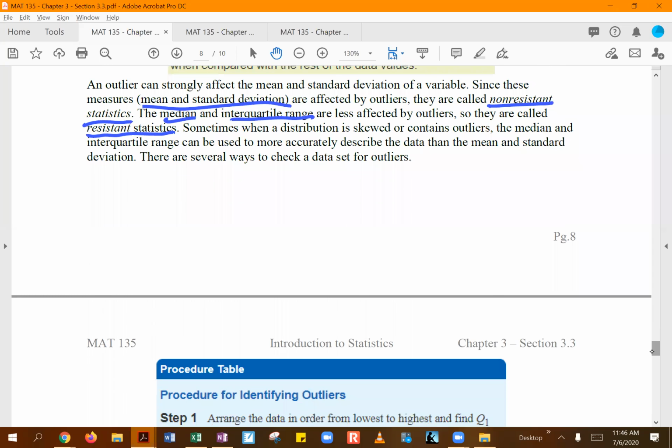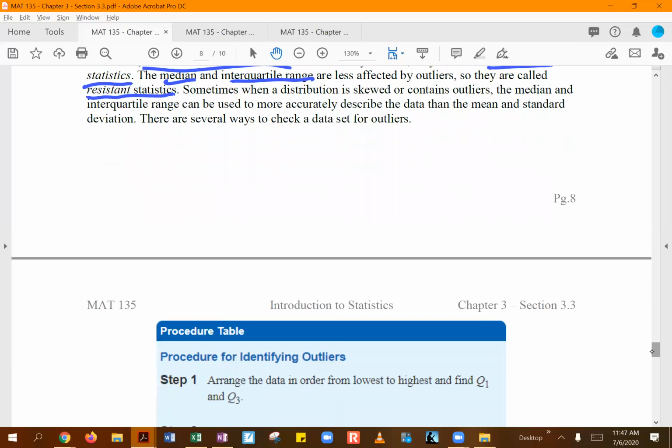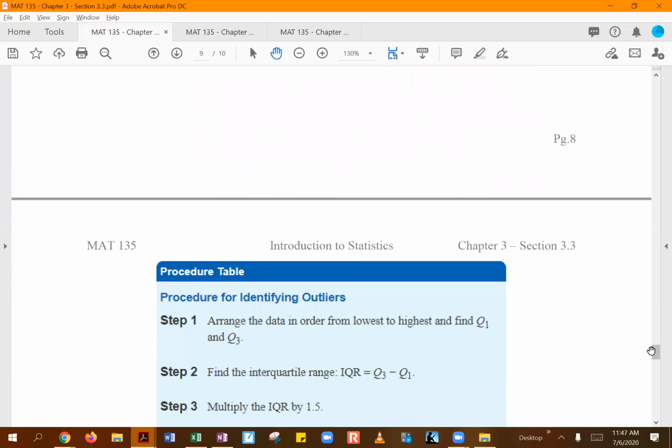They're saying sometimes when a distribution is skewed or contains outliers, it would be better to use the median for your average or your measure of central tendency, and use the interquartile range instead of the standard deviation for your measurement of variation or dispersion. So keep that in mind as you're going through different examples. They are saying that the median and interquartile range can be used for a more accurate description of the data instead of the mean and the standard deviation.